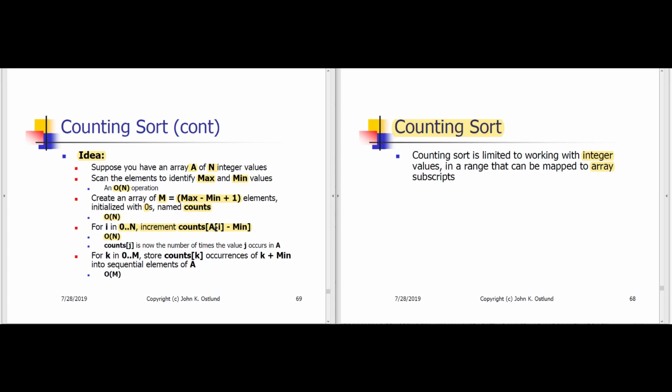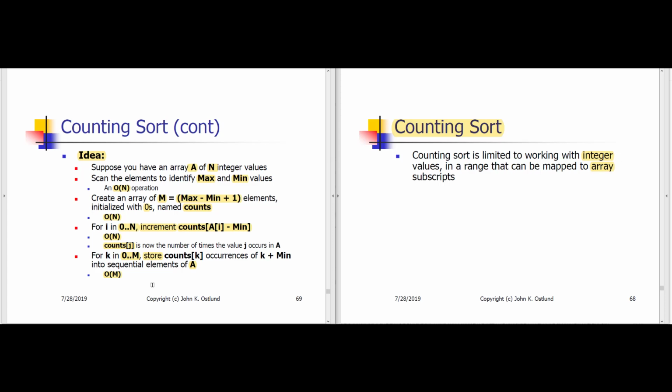After we've gone through the n elements of A, what we'll end up with is each count sub j value for j between 0 and n minus 1 is going to be the number of times that the particular value j occurs in the input array A. Okay, so finally we're going to go back through our array of counts from 0 up to m minus 1, and we're going to place count sub k occurrences of the appropriate value into sequential elements of A. Now, because there's m elements in the array counts, this is an order m operation.